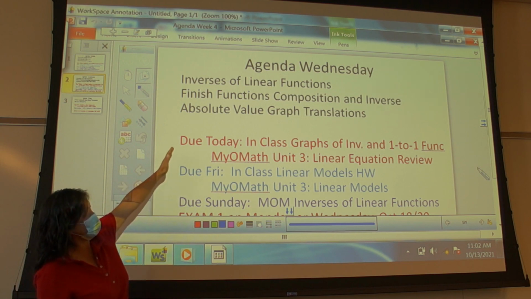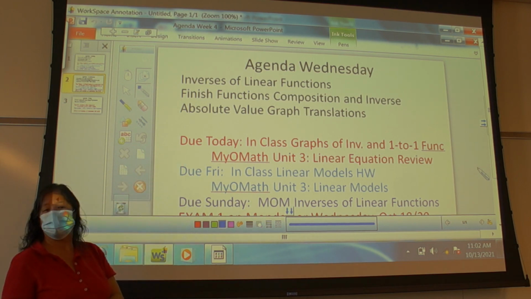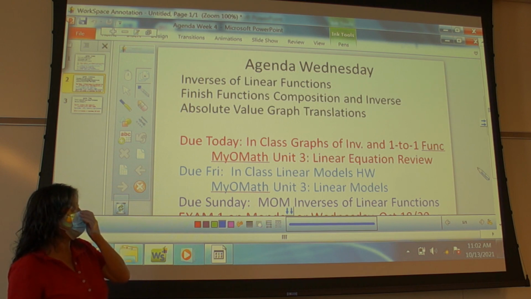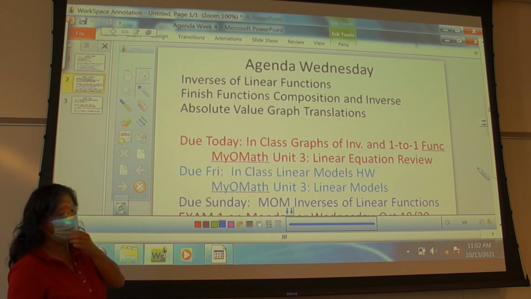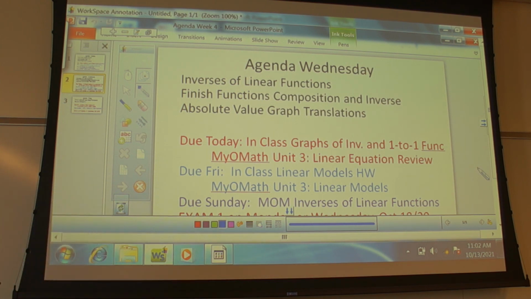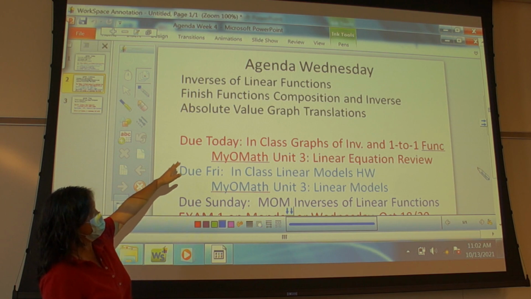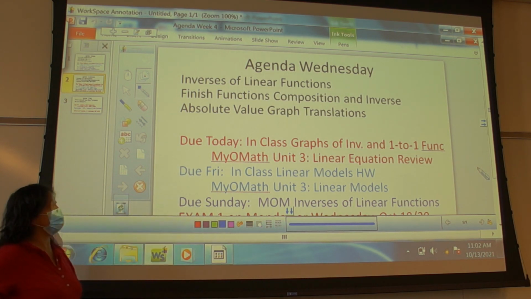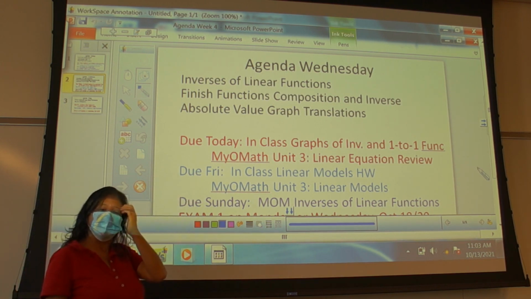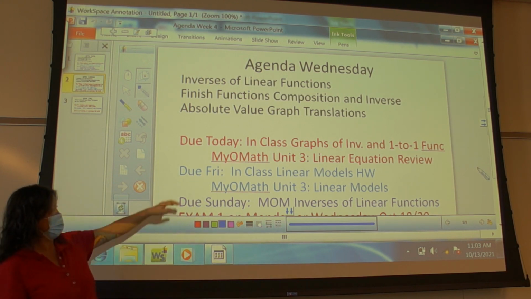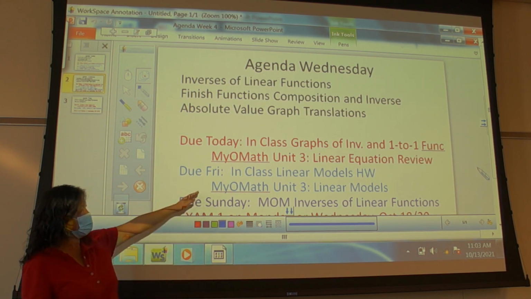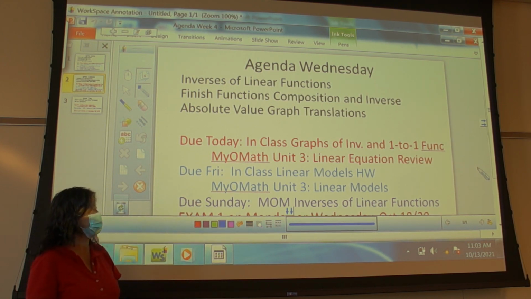So today you have in class the graphs of inverses and one-to-one functions. So if you guys want to get those out and pass those in, that's great. If you don't have it done yet, you can turn it in after lunch, so that's totally fine as well. I'll put them right up here, so you can just turn them in there. And then you have My Open Math Unit 3, Linear Equation Review, due tonight. Friday you'll have the in-class linear models homework that we handed out last class. Right? Except remember I crossed out, like pretty much every even problem is crossed out. So that's due on Friday. And then also you have your My Open Math of linear models due on Friday as well.